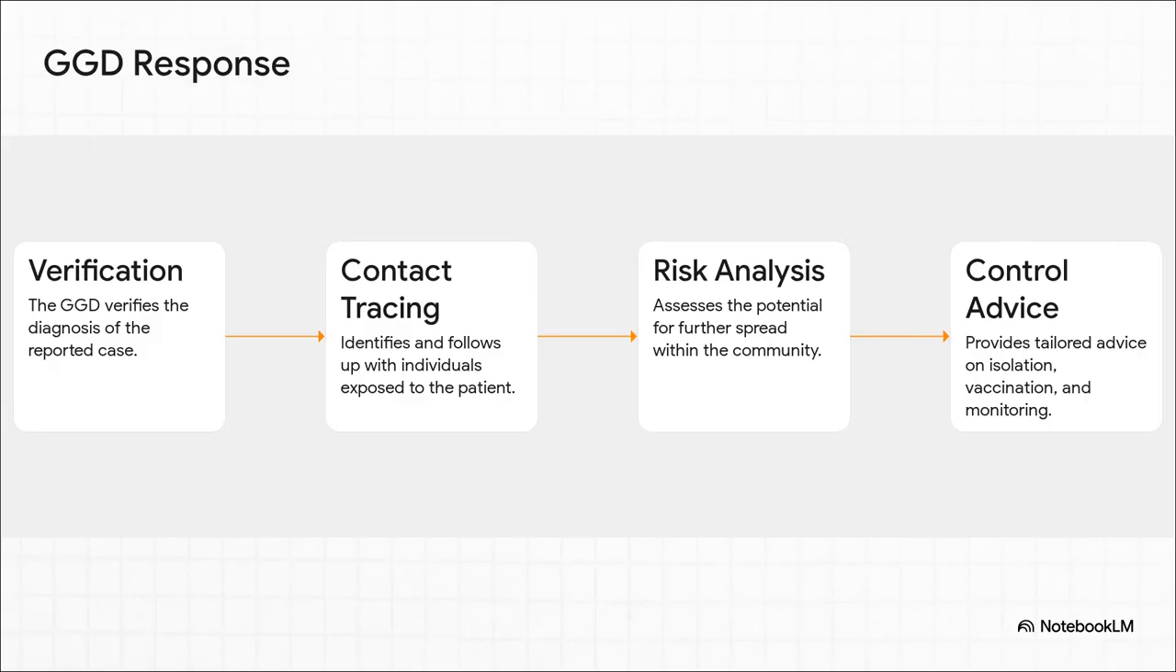And that single notification from the lab triggers this whole vital cascade. The GGD jumps in, they verify the case, they start tracing contacts, they analyze the risk of more people getting sick, and they provide that crucial control advice. This can even mean offering vaccinations to close contacts to shore up any local gaps in immunity. It all starts with that one lab confirmation.